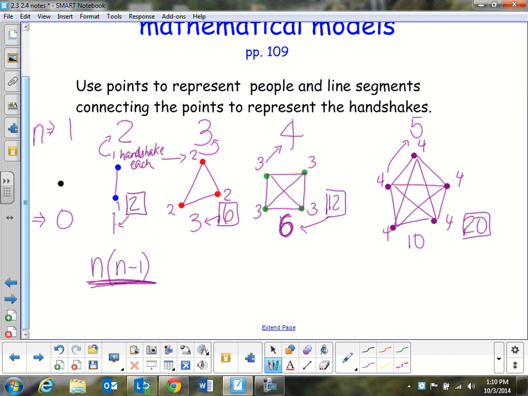So what we want to do with this rule here is cut it in half so that way it is the number of handshakes. Because if we talk about these two, each having a handshake, well, then we go back and talk about this person. Well, we already counted this handshake with this person here. So that's the meaning of cutting it in half.